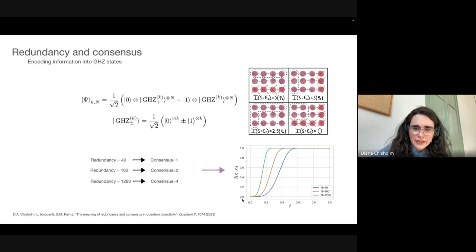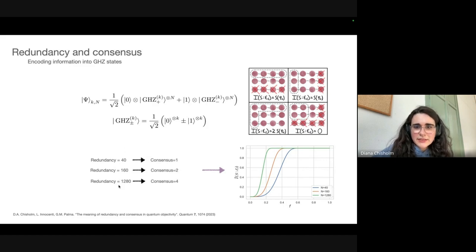And here you have the accessible information averaged as a function of the environmental fraction, in three cases: in one case we have redundancy 40, in another it's 160, and another one it's more than 1,000. A detail I should highlight is that, precisely because each GHZ plus and minus are orthogonal to one another, and therefore distinguishable, this number n is exactly the redundancy. So it's exactly how many times the information has been written into the environment.